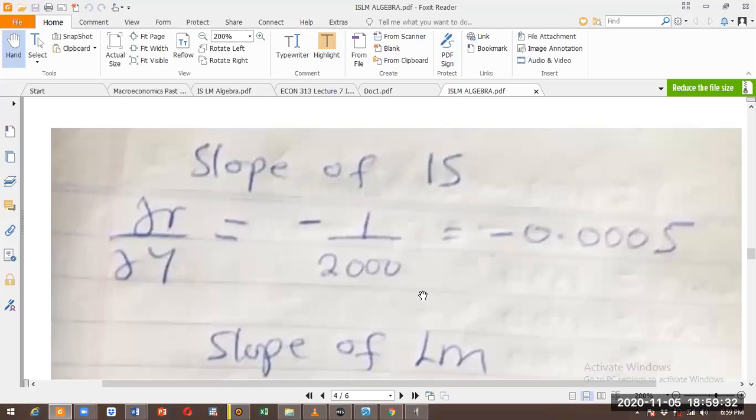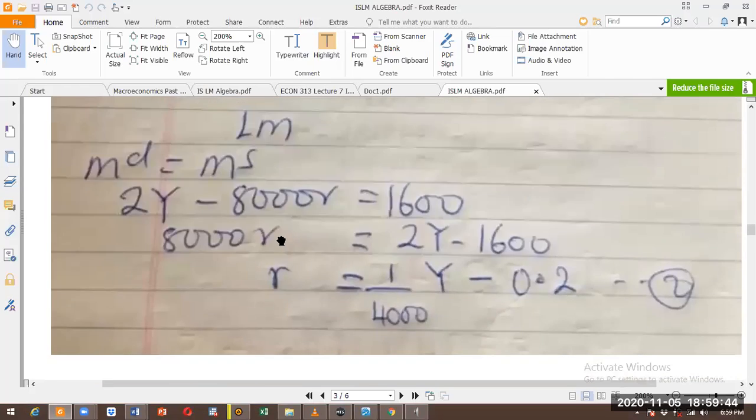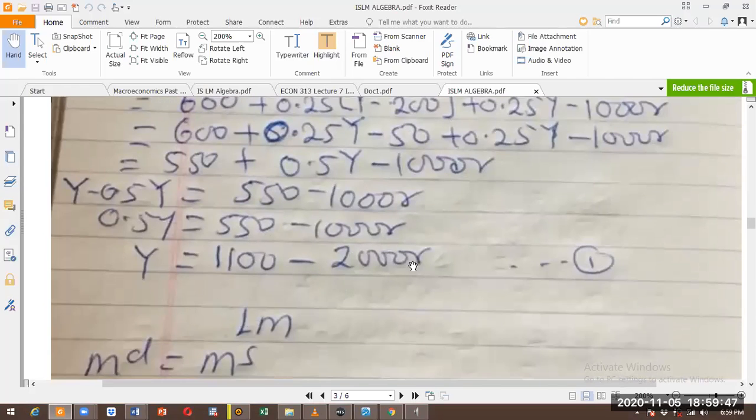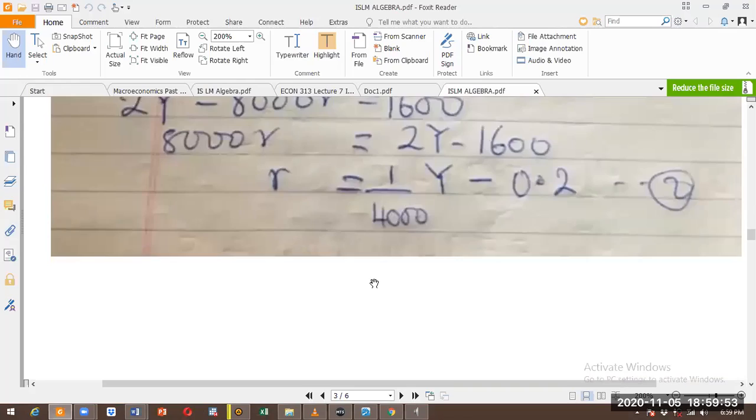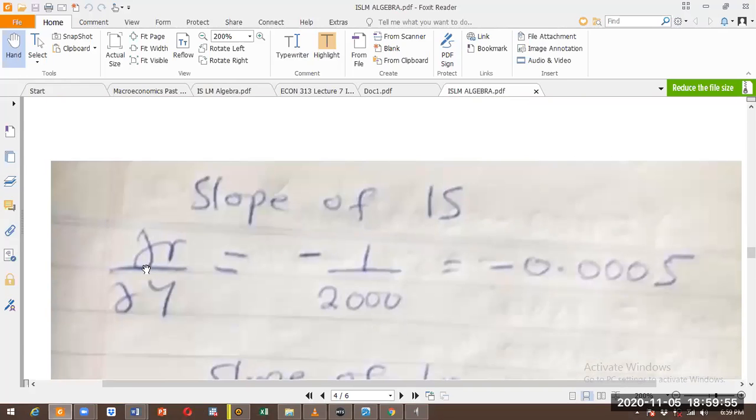Now, the second part of this question was to find the slopes and then interpret them. For the IS, we differentiate R with respect to Y. When you come to the IS curve, you can make R the subject so that the differentiation will be a bit easier. When you do that, dR/dY is minus 1 over 2,000, which is minus 0.0005. So it means that if Y should increase by 1 unit, interest rate will fall by 0.0005 units. I hope that's understood.